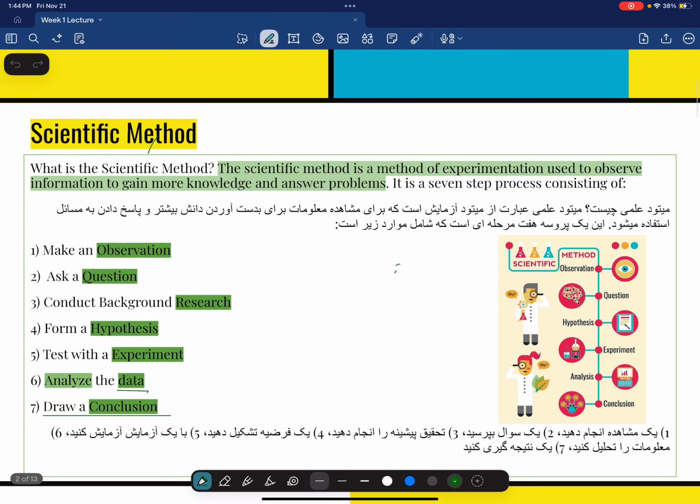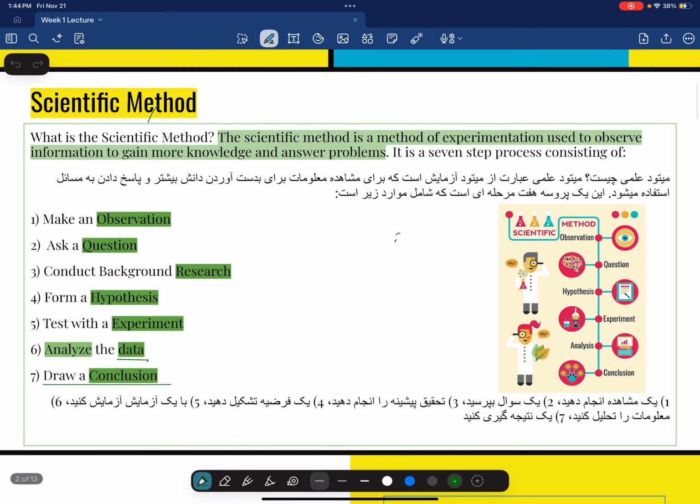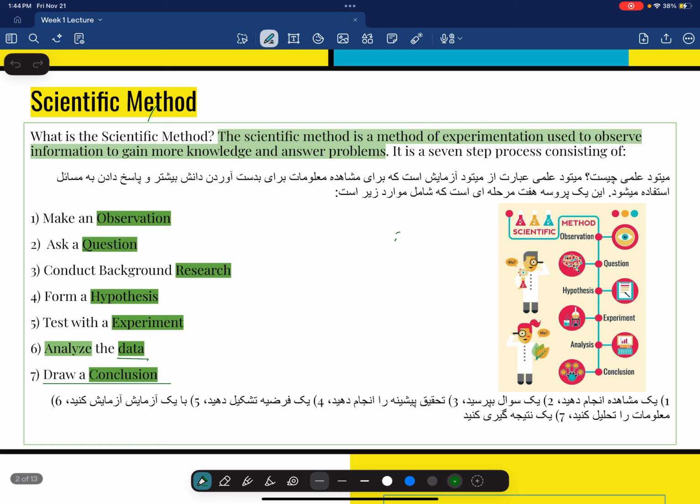To begin, we're going to learn about the scientific method. The scientific method is a method of experimentation used to observe information to gain more knowledge and answer problems. It's usually a 7-step process, consisting of first making an observation, so realizing that something is there. The example that we gave in class was grass growing. So we realize that grass is growing, okay? And then second, we ask a question, something like, why is grass growing?